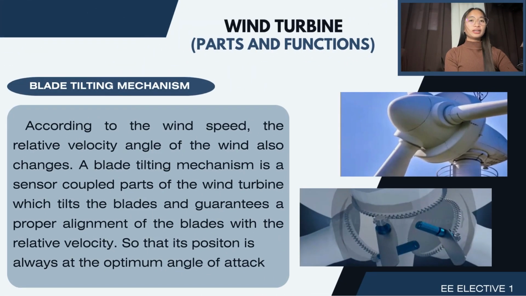Blade tilting mechanism. Ang blade tilting mechanism ay isang sensor na pinagsama-samang mga bahagi ng wind turbine, at ang blade tilting mechanism is a sensor that helps the blades rotate properly. Ito ang nagbabalanse sa pag-ikot ng mga blades sa wind turbine, and also it is the mechanism that helps to produce electricity by turning the kinetic energy through the wind that can spin the blade into electric energy or electricity.